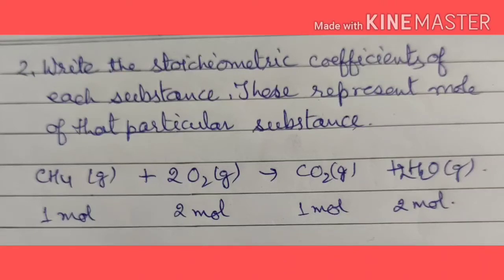So there is 1 mole of methane. Then we are using 2 moles of oxygen. You will get 1 mole of carbon dioxide and 2 moles of water. So these are the stoichiometric coefficients which are represented here.